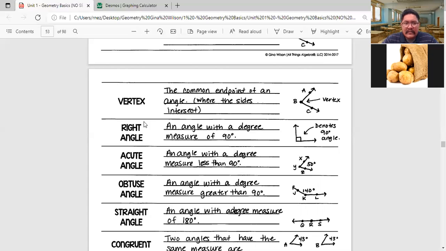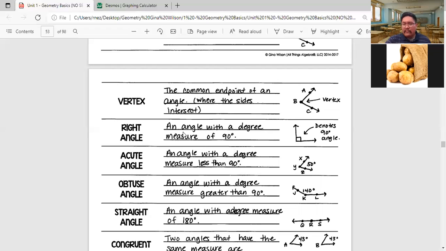And then next one here, we have right angle. This one's pretty common. I think most people would know what it is. I think some junior high students might know what it is too. A right angle is an angle with a degree measure of 90 degrees. It's kind of like that notepad I showed you earlier. Most papers and most objects that we have are 90 degrees. Your computer screen is probably 90 degrees as well.